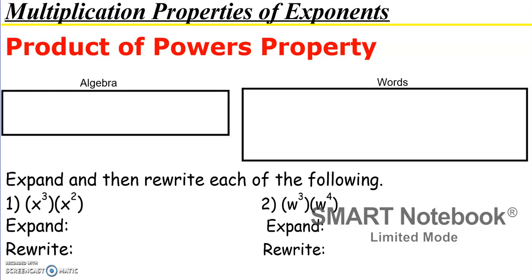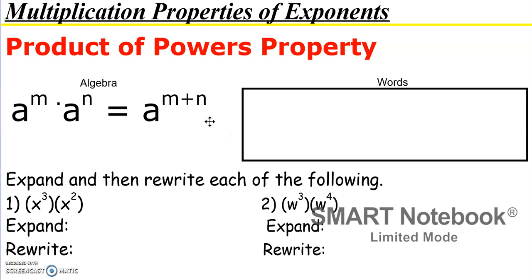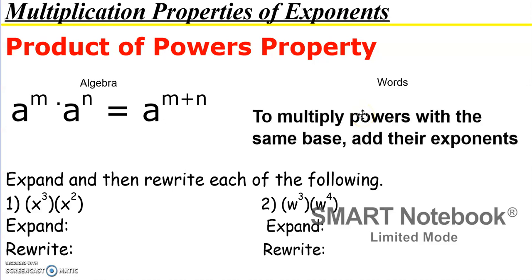So the product of powers property in algebraic terms says we have the base of a to the mth power, we're multiplying that with the same base of a to the nth power, and when we simplify them together, we can add the exponents. So we get a to the m plus n. In words, it says to multiply powers with the same base, we're simply going to add their exponents.